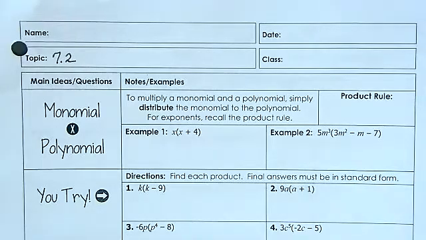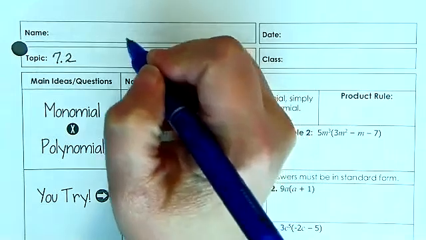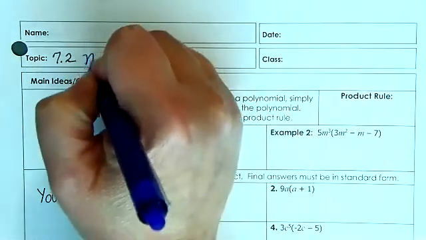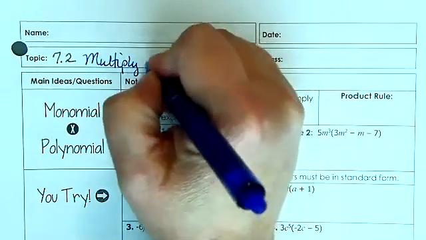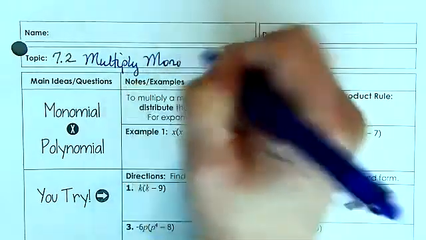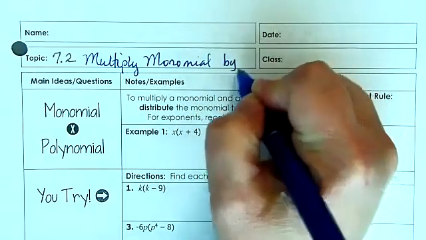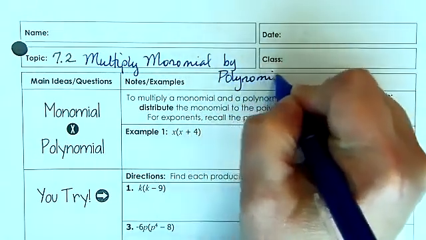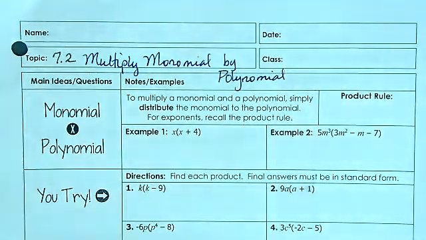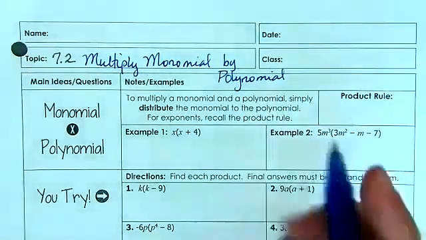Hello, guys. Okay, so we are covering 7.2, which is multiply monomial by polynomial. And we talked about, or you watched a pre-teach video that taught you about the area model or using the distributive property. I'll re-show both here, okay?